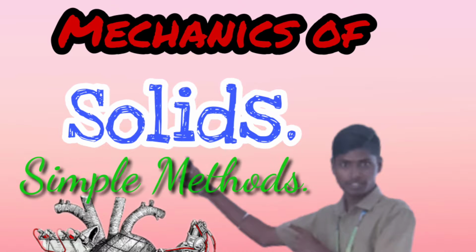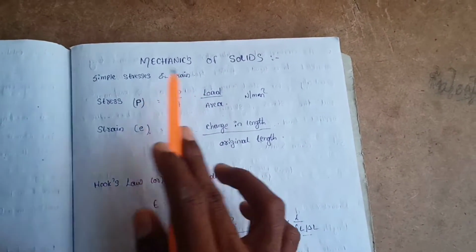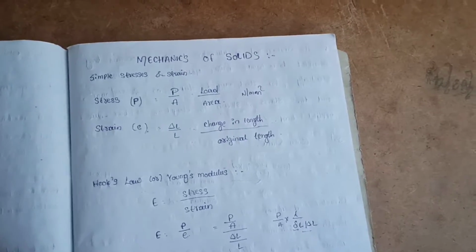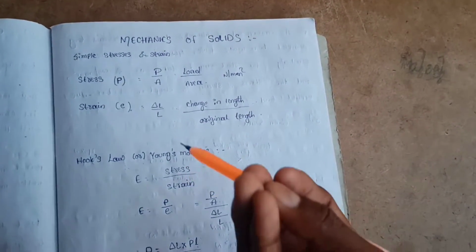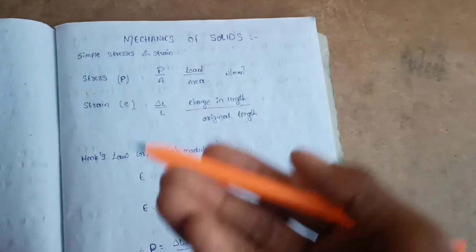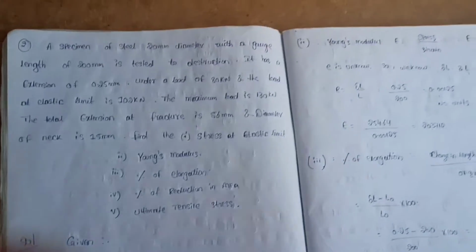Our subject is mechanics of solids. In that, simple stresses and strain is our topic. In that first topic, we completed one question already. In that, we used simple formulas to find the solution to the given problem. Now today we are going to solve the second problem in the first topic. So this is our second question.